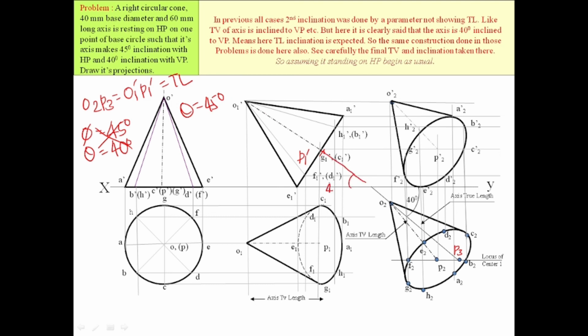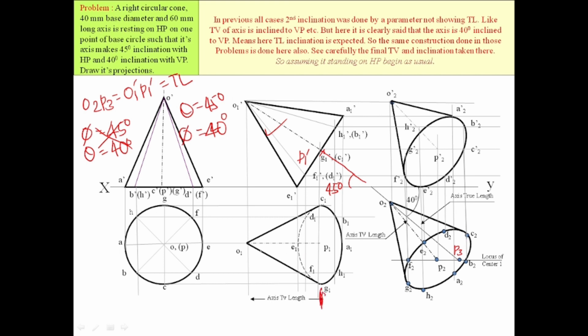Here we can represent that 45 degrees. That is the correct procedure. Here O1 dash P1 dash is in true length. And we can represent the true inclination with the VP. True inclination with the VP, that phi is equal to 40 degrees, and we can represent that phi only in true length.